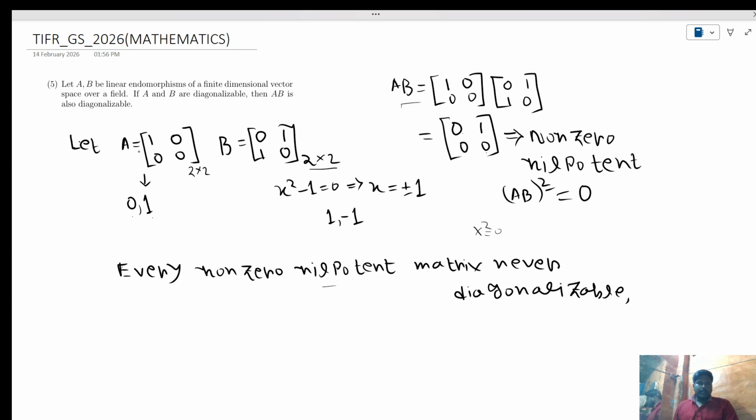So we see that A is diagonalizable, B is diagonalizable, but AB is not diagonalizable. So the statement is false. So here you see how a simple example took very less time to decide whether the statement is true or false. Okay, this is the false statement.